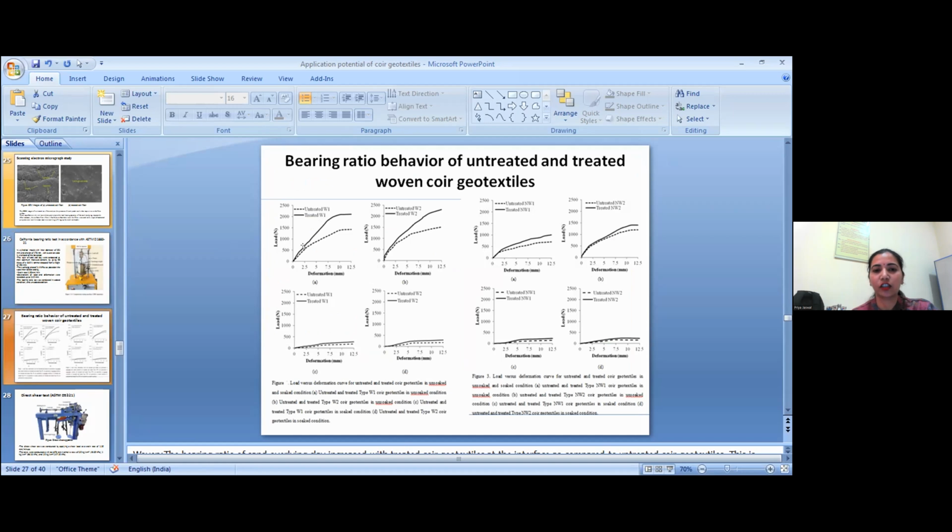By performing this test, the curve which is obtained is a load deformation curve. The dotted line is for untreated geotextile and the solid line is for treated coir geotextile. We can observe here that when the treated coir geotextile was included at the interface of sand overlying clay, the load bearing capacity increased as compared to untreated coir geotextiles. And these curves shown behind are for soaked condition. In soaked condition, the load bearing capacity is low because the soil is very wet and the friction is very less.